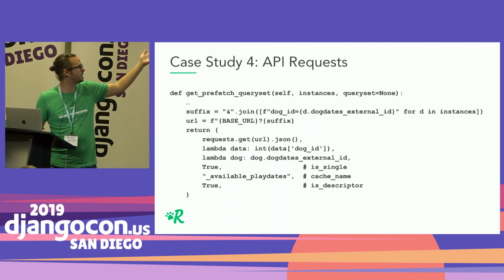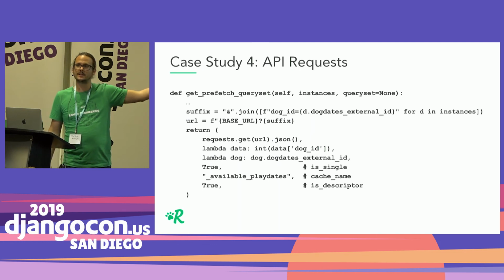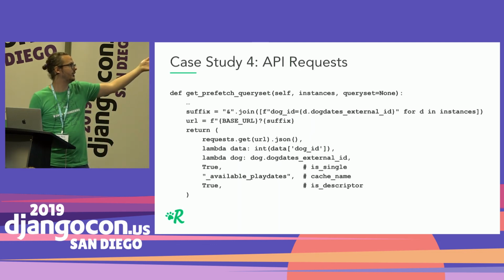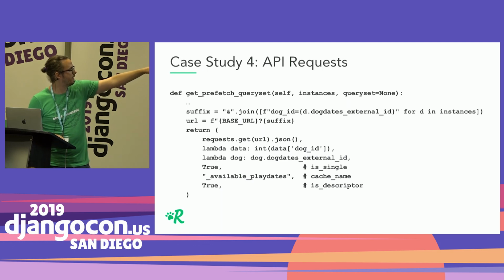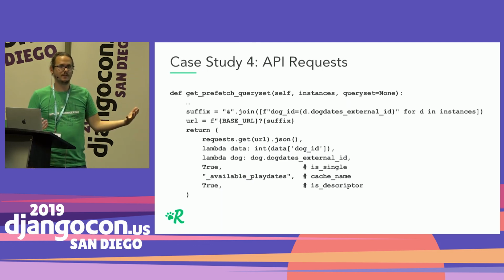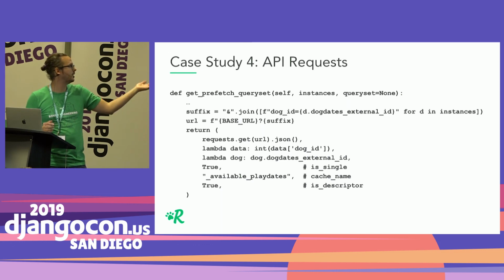In our get prefetch query set, we get passed in a list of dog instances. So we can build up one of these URLs that has all of the dog IDs as query parameters. The first thing we return is the result of making the HTTP call and getting the JSON response, which is a list of dictionaries. Now we have to find some way to associate that list of dictionaries with the dogs, so we'll use the dog ID data in there. The first function takes one of these dictionaries, gets the dog ID, and turns it into an integer. The second takes one of our dogs and returns the dog dates external ID.